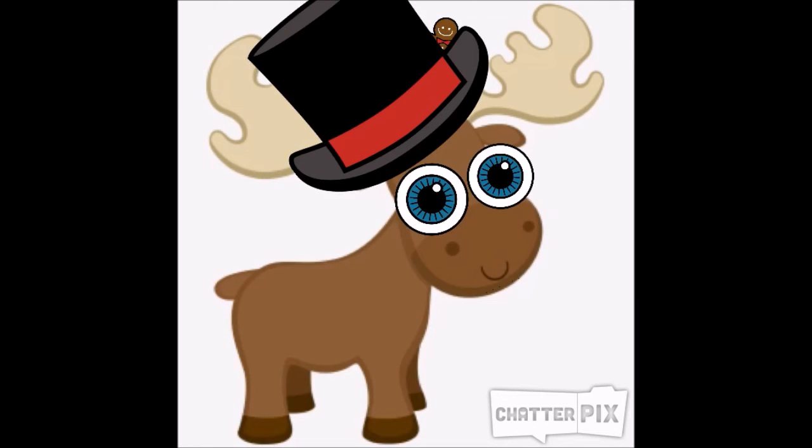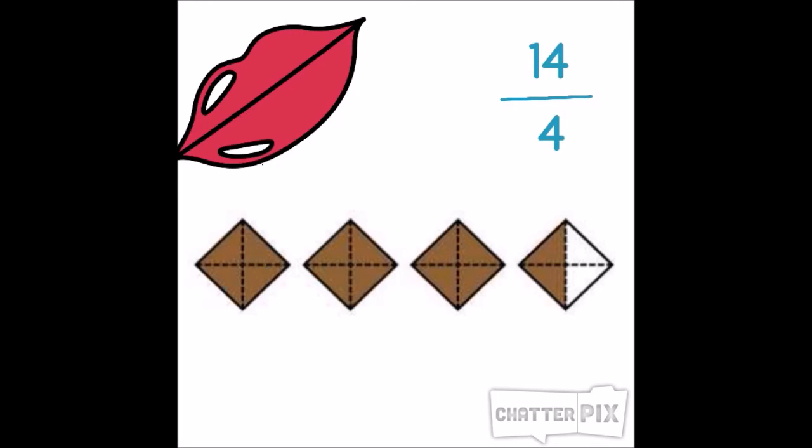But don't forget that a mixed number can be written like an improper fraction too. They're both correct answers. Right, so that means I can be an improper fraction as well. For the numerator, you count how many pieces are shaded in all. So there's 1, 2, 3, 4, 5, 6, 7, 8, 9, 10, 11, 12, 13, 14. That's your numerator. And your denominator still is how many parts are in one shape. So the denominator is still 4. So your fraction is 14/4.